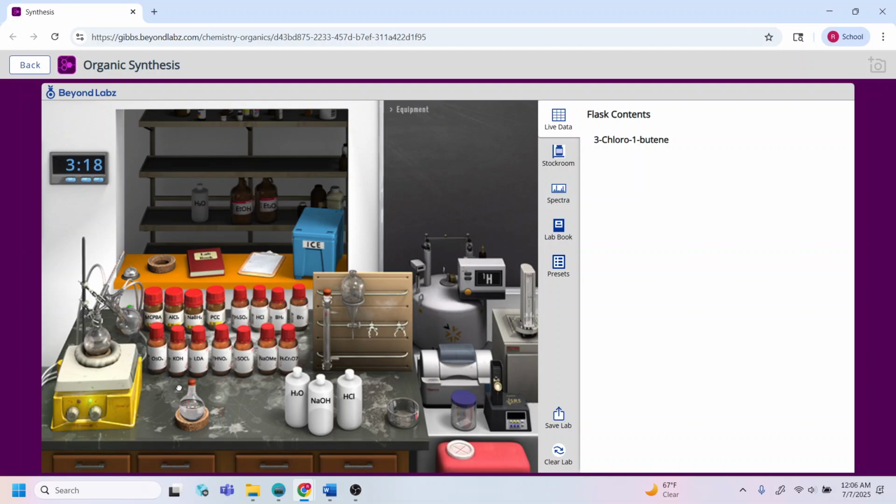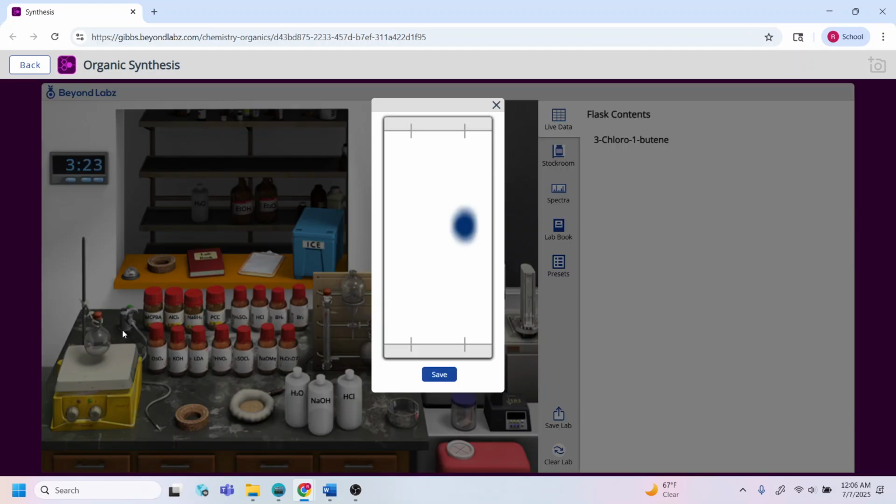I want to take my 1,2 product. This is the product that I want to take. Okay, and the rest I'm just gonna go ahead and return back. So this is going to be my flask in there. In the flask here I have the 3-chloro-1-butene. This one I'm just gonna go ahead and dispose. I don't need that. I just need this one, which is the 3-chloro-1-butene.